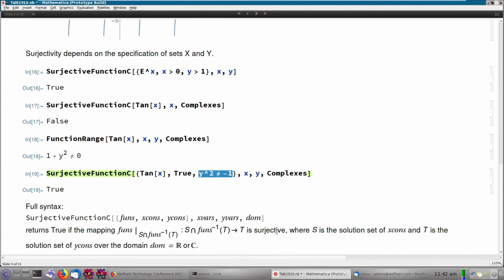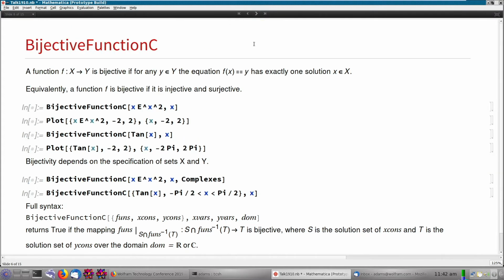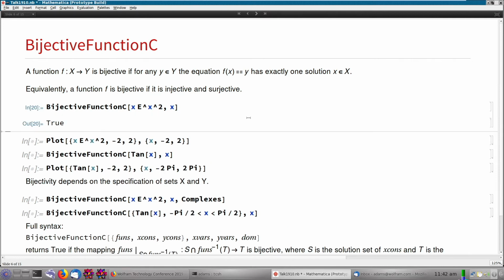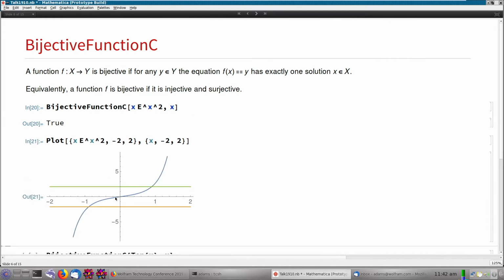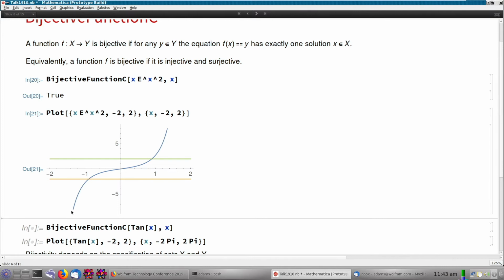And here's the full syntax. It's the same as for the injective function. And now bijective function. So the function is bijective if the equation f of x equals y has exactly one solution. So it's both injective and surjective. So here is a function that's bijective over the reals. We can plot it to see. And indeed it's a monotonic function since it's a univariate real function. So bijective is the same as monotonic that covers all values.